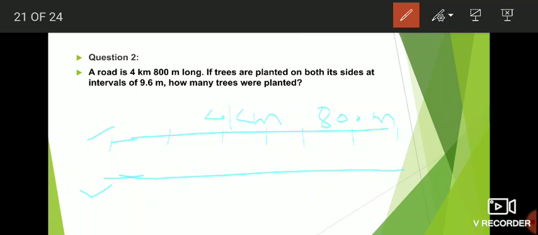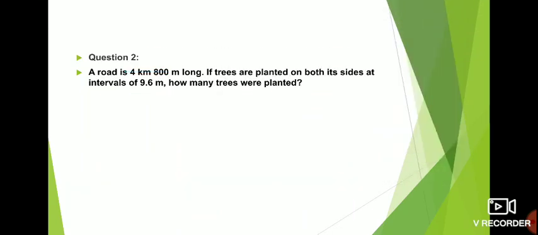9.6 meter each means we have to divide that road, that is 4 km and 800 meter road, into 9.6 parts. Each part should be 9.6 meters. We have to divide it into equal parts, and each equal part should be 9.6 meters. So how many trees were planted on both sides? First of all, we will find for one side, and for that answer we have to multiply by 2. Then we will get the total number of trees planted on both sides.